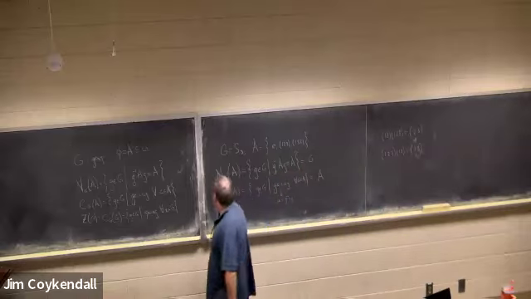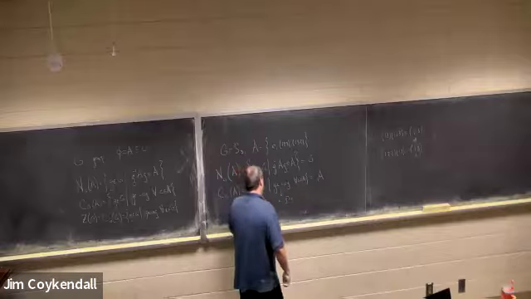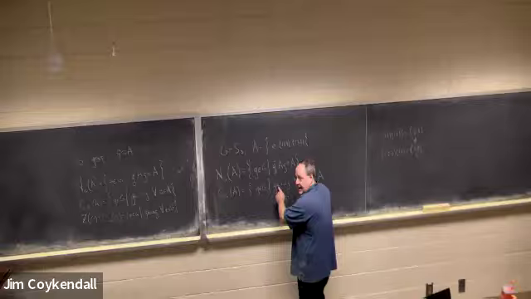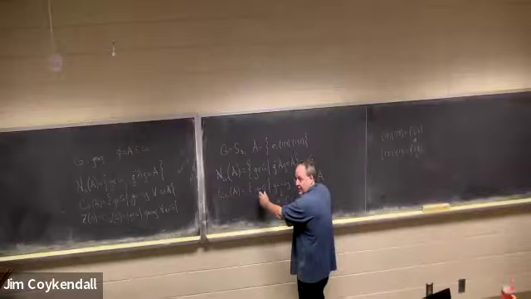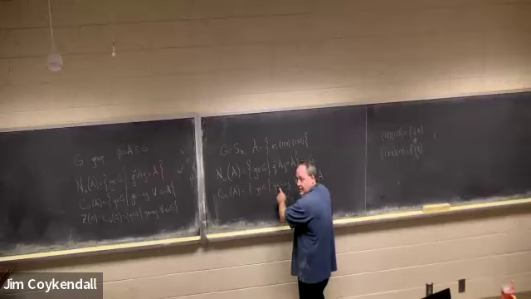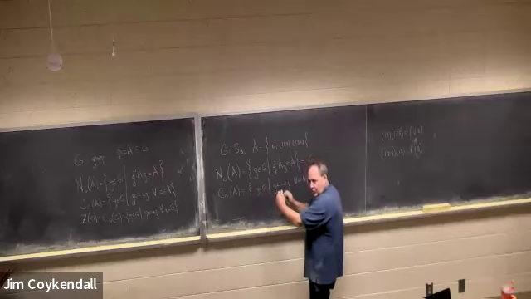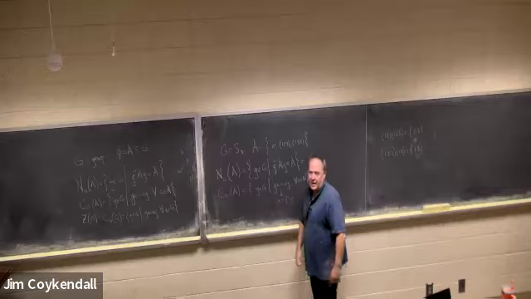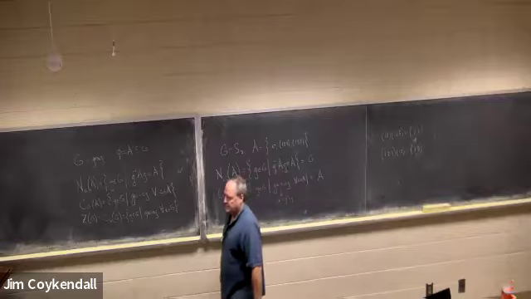Let me also address another point of confusion. This is the set of elements that commute with everything in A. That doesn't mean the elements g in the centralizer have to commute with each other. They just have to commute with A. So I might have g1 and g2 in here that don't commute, but both of them commute with A.